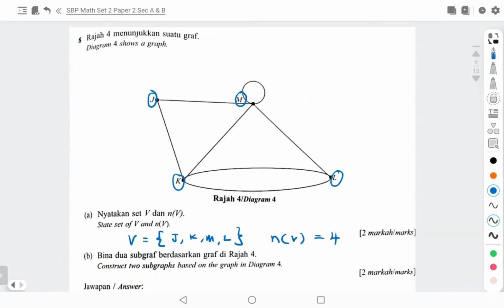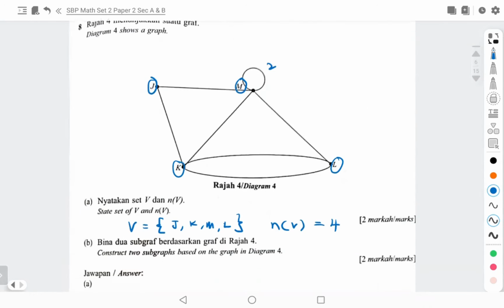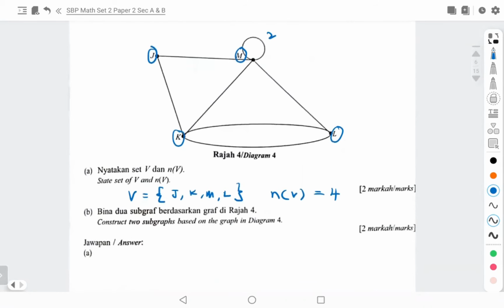So for the loop, you got 2, 1. That one is degree. So make sure you know how to separate all the terms here. And then for B, construct 2 subgraphs based on the graph. So you have a lot of answers here. As long as it is a part of the graph, then it will be the answer.